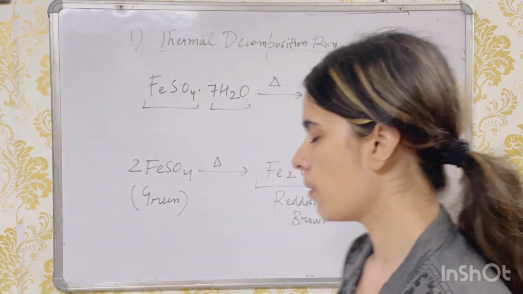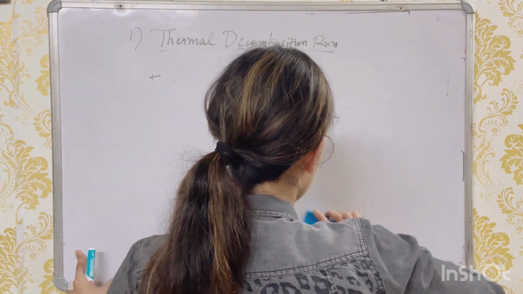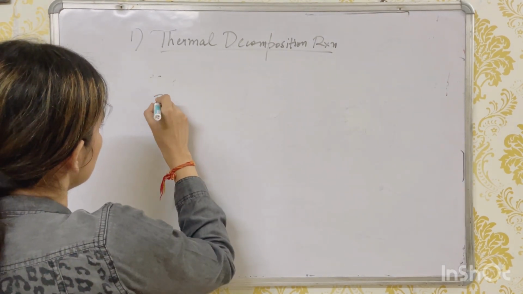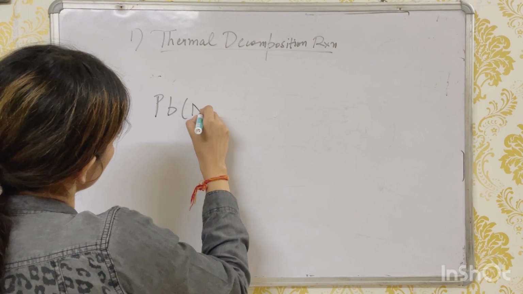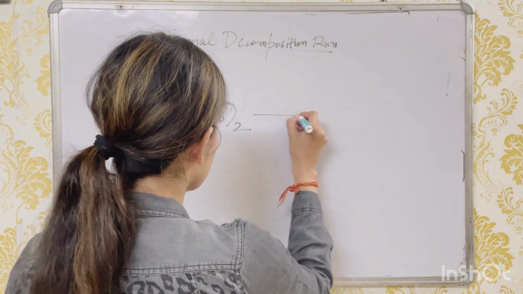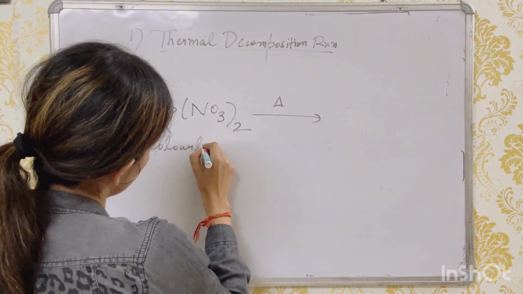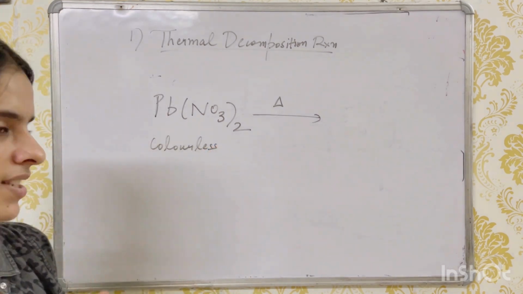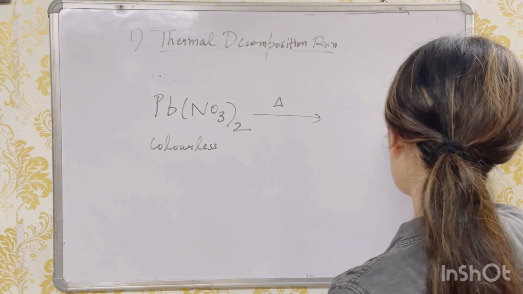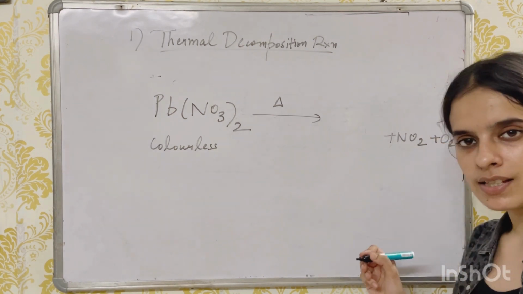Next we'll talk about lead nitrate. When we heat it, it is colorless actually. It is a salt which is colorless. So when we heat it, firstly nitrogen dioxide and oxygen gas would be released.